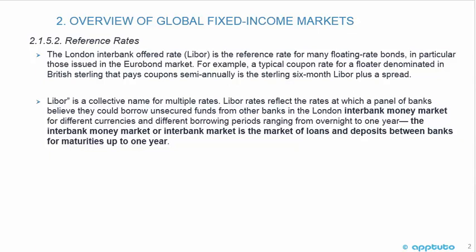Reference rates. The London Interbank Offered Rate, LIBOR, is the reference rate for many floating rate bonds, in particular those issued in the Eurobond market. For example, a typical coupon rate for a floater denominated in British sterling that pays coupon semi-annually is the sterling 6-month LIBOR plus a spread.